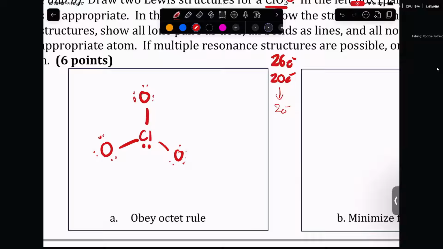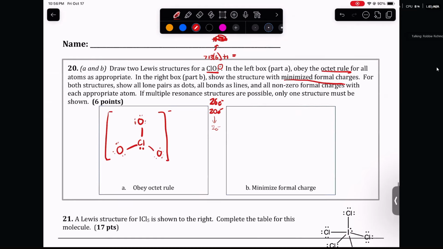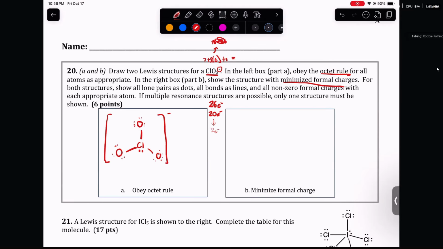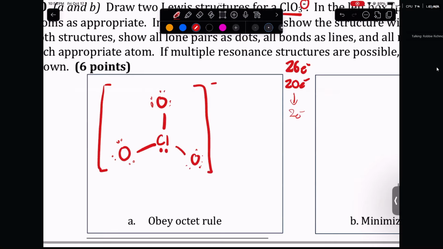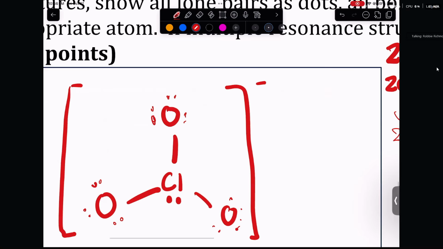Now, we cannot stop here. First, this is a polyatomic anion, so we have to designate the charge with a negative. Then, per what the question's asking, all non-zero formal charges will have to be shown. So for this oxygen, I see 6 dots plus 1 line. That's a -1 formal charge. And since all these oxygens have the same bonding and lone pairs, all these are going to be negative.